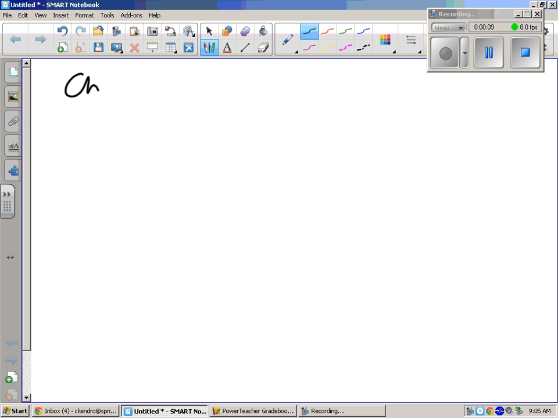Let's get that straight here. Chapter 10. And chapter 10 has to do with conic sections. Conic is a word that comes from the word cone. So it's like taking a cone and cutting it, slicing it in different directions and getting different shapes.